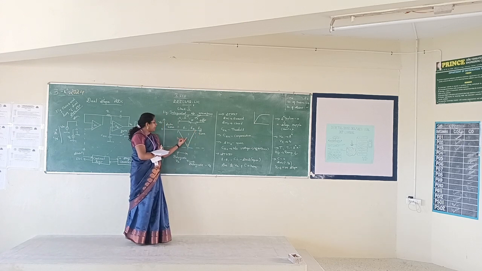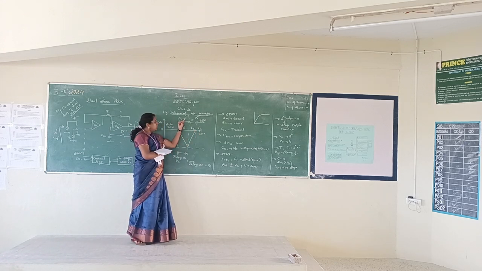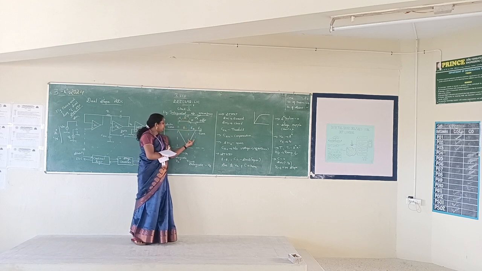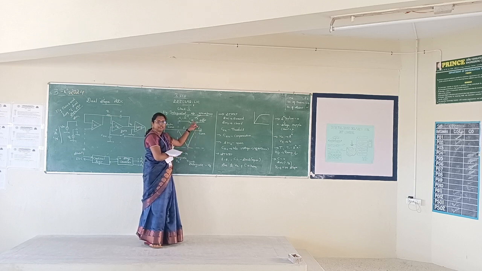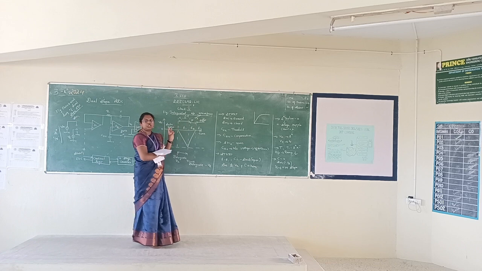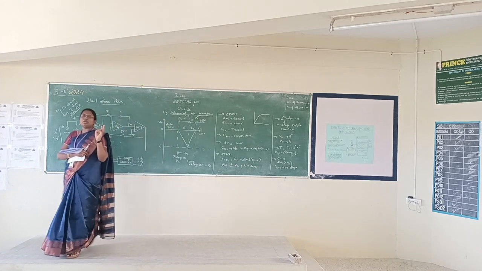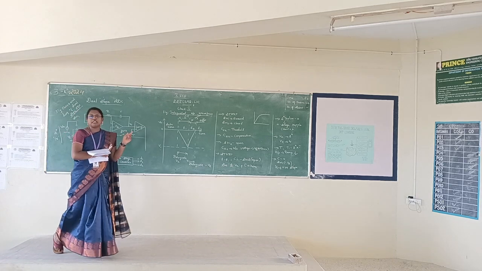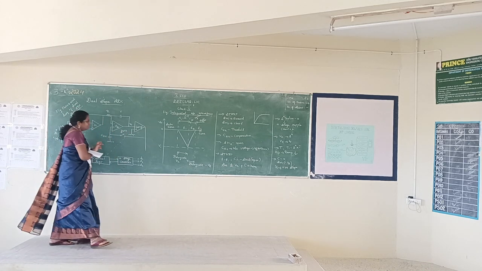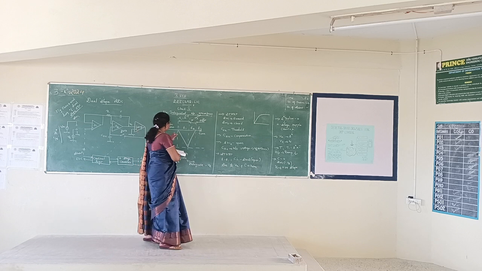The integration of the analog input signal occurs over a time period of 2 power n clock pulses. This is the time for integration of the analog input signal VA. Then the integration of the reference voltage occurs over a time period of N clock cycles. So integration of VA occurs for 2 power n clock pulses, and integration of the reference voltage occurs for N clock pulses. Listen.